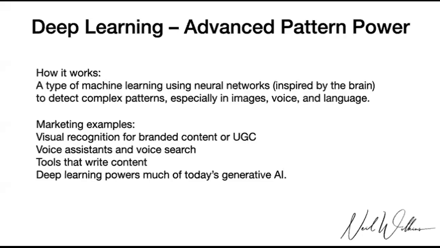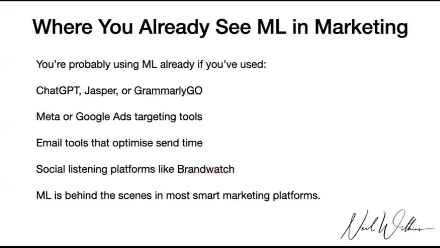And of course, the race to the top with all the platforms is that they want to get here, because this is where AGI, general artificial intelligence, which is much more human in nature, is going to be stimulated from. And you're already seeing all of this machine learning playing out in marketing. You're probably already using it, even if you don't realize it.